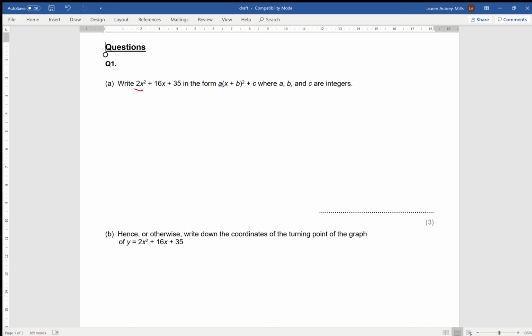So how we deal with this is we have to almost take the 2 out first. I always use a square bracket to do this. If I divide the whole thing by 2, I'm then going to be left with x squared plus 8x, because I've just divided the 16 by 2, and then 35 over 2. It doesn't go exact, so I like just to leave it as a fraction for now.